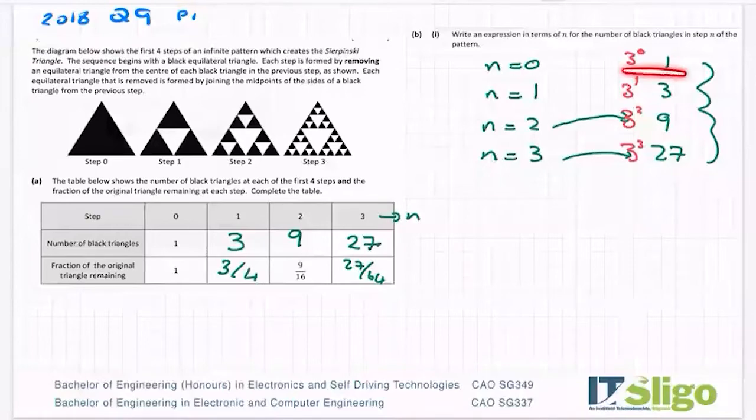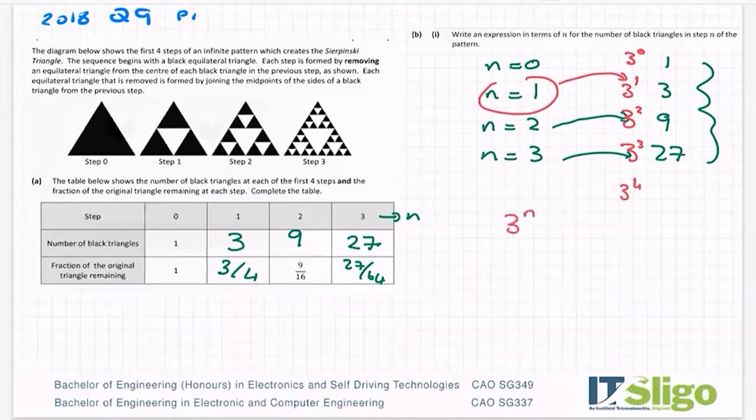That's why I tend to leave him to the end, because I'll see if I can manipulate him given what I have here. You can see the next one will be 3 to the power of 4. And then you compare your n number to what's in your power. So this is a direct 3 to the power of n. For example, if n was 2 here, I would have 3 to the power of n minus 1. So you just see what needs to be in the power to make it match. An expression in terms of n then would be 3 to the power of n.